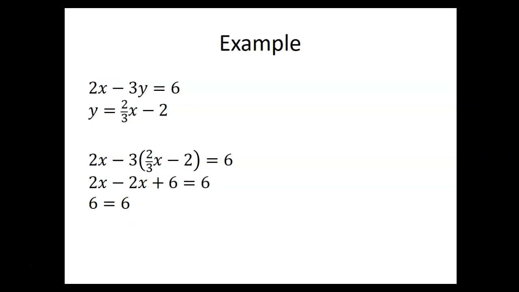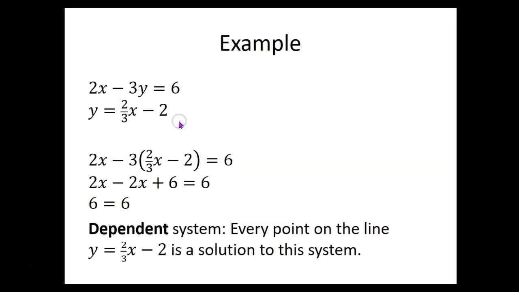So is that something that is just plain true, an identity? Or is it something that is just plain false, a contradiction? Well, this time we got the same number on both sides. That's an identity. And what does that tell me about my system? It tells me it's a dependent system. It's the kind where we have infinitely many solutions to the system, because anytime one equation is true, the other one automatically is as well.